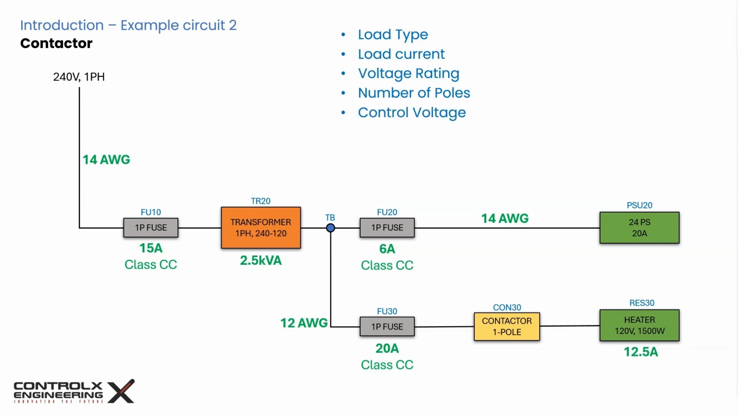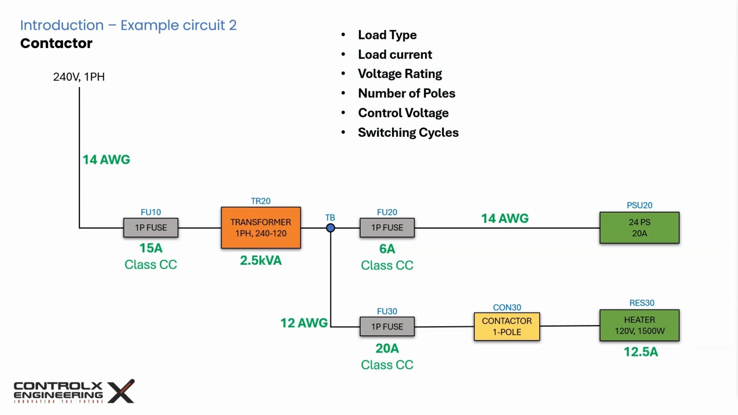Since contactors use a control voltage to switch them on and off, we need to consider the correct control voltage. For most PLC-based control systems, it is common to use 24 volt as the control voltage. If the heater will be turned on and off frequently, choose a contactor designed for high switching cycles to ensure durability.